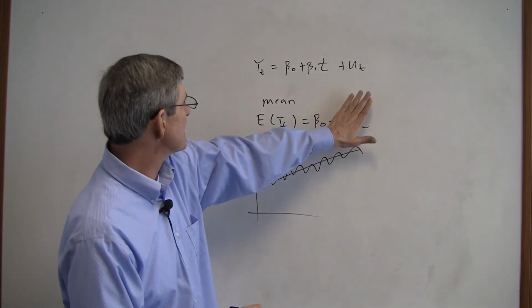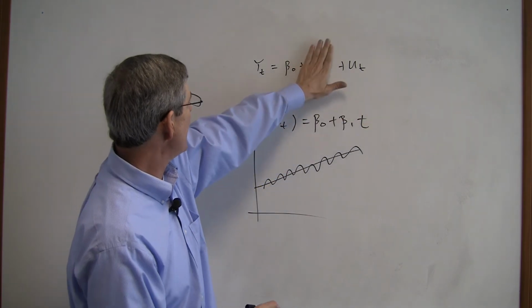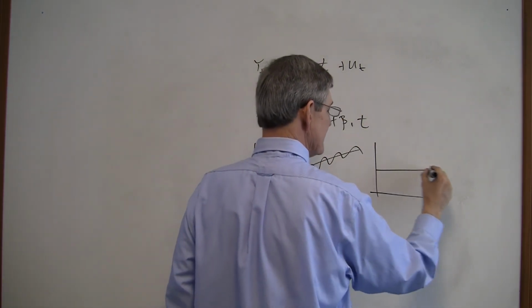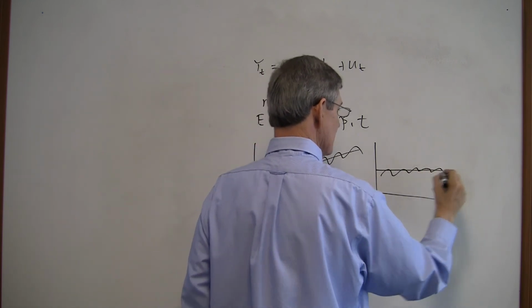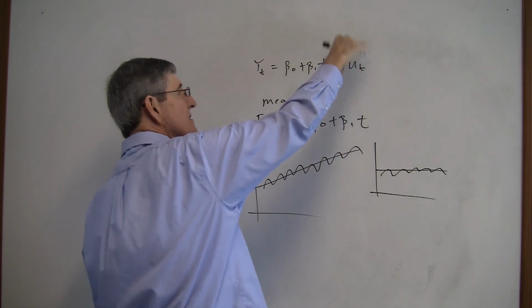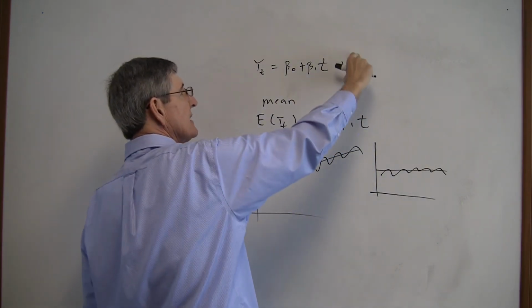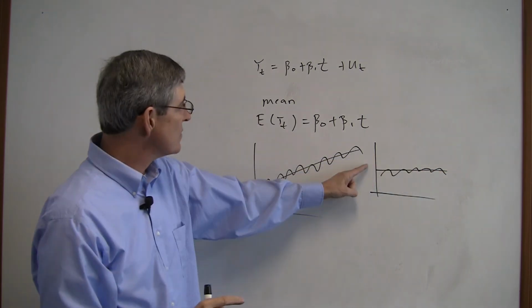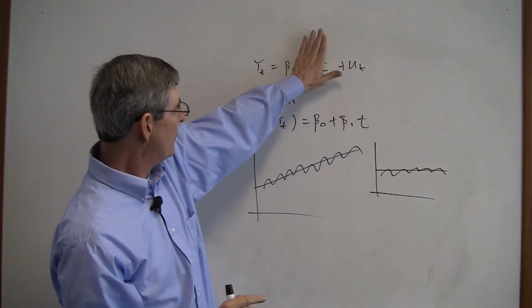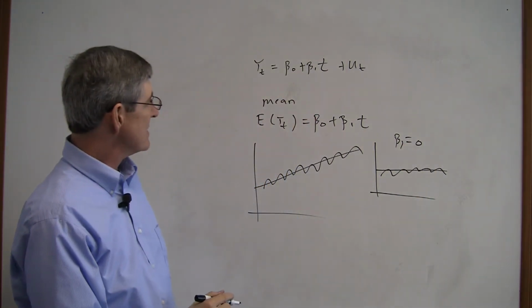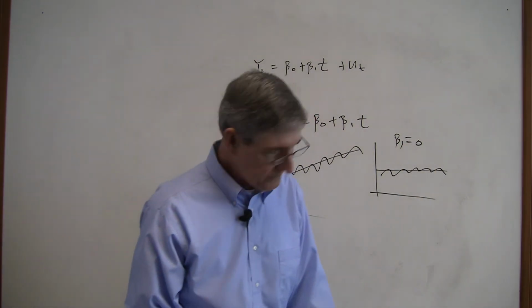If I didn't have this, we'd be fine, because then it would be a constant, and the mean on average would be the same. So the expected value isn't changing. This is pushing us away, but the expected value of this is 0. And so the mean would be a constant. This would be stationary. So this is when beta 1 equals 0. You would have a stationary series. But we'll come back to this.